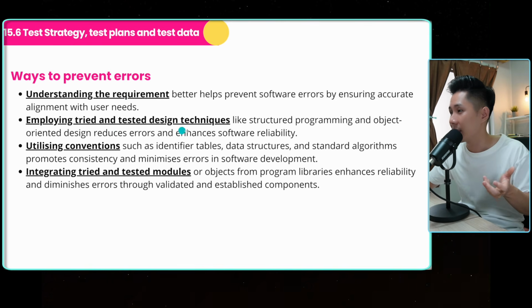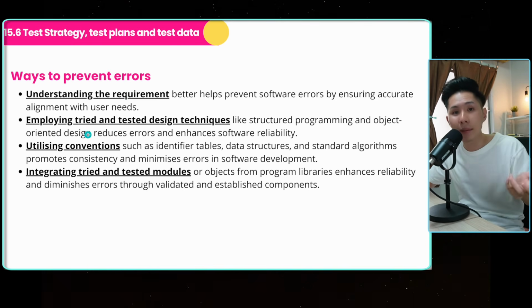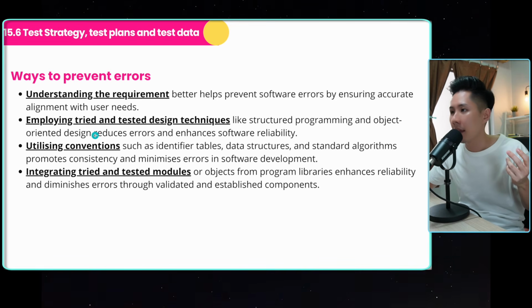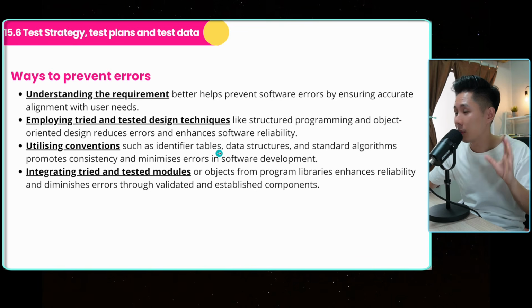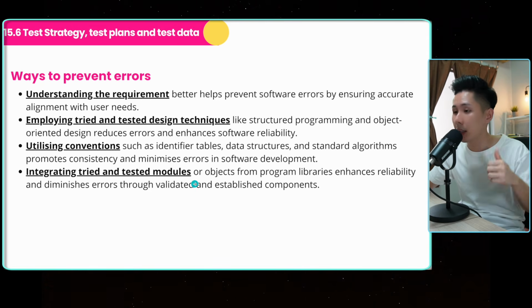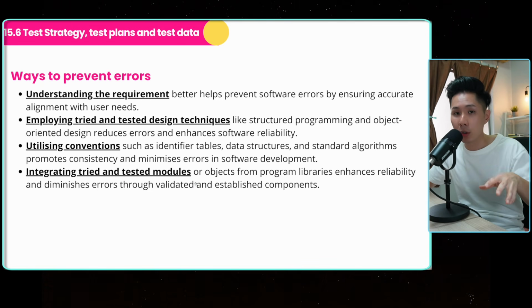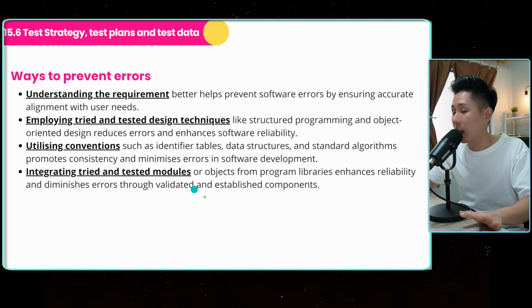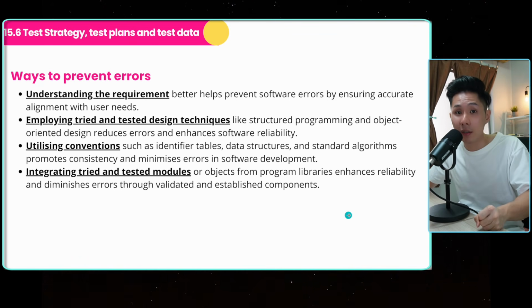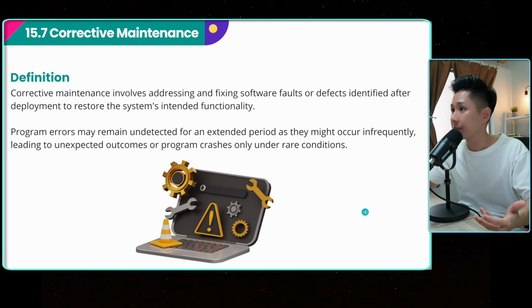Employing tried and tested design techniques like structured programming and object-oriented design, which is something we'll talk about in the next few chapters. Utilizing conventions like the identifier tables that we looked at in the pseudocode chapter. Using proper data structures. And integrating tried and tested modules, meaning we only integrate modules or functions that have been tested into our main program so that we can reduce the probability of a program having an error.